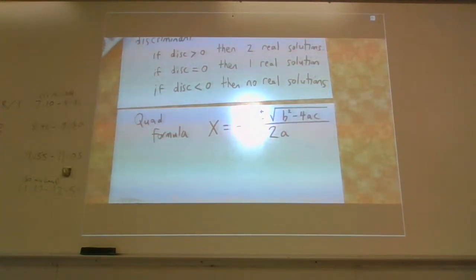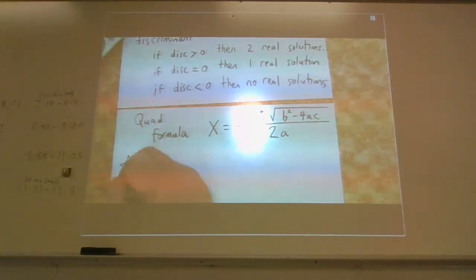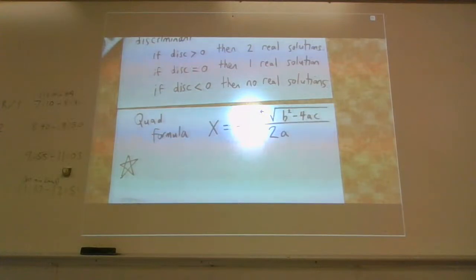This formula. Now, I don't give too many stars in my notes. By the time December rolls around, you could probably count the number of stars that I put into your notes on one hand. Rest assured that if I give you a star in your notes, it is going to be important.